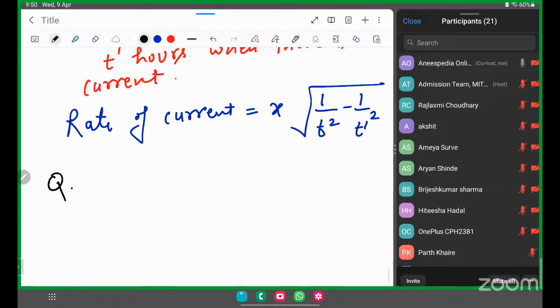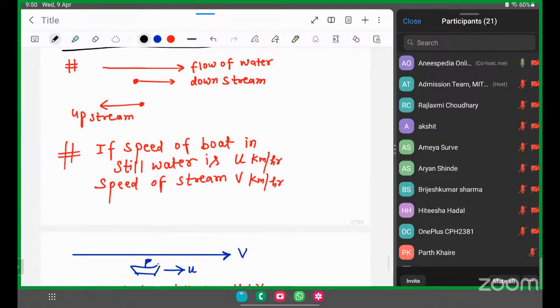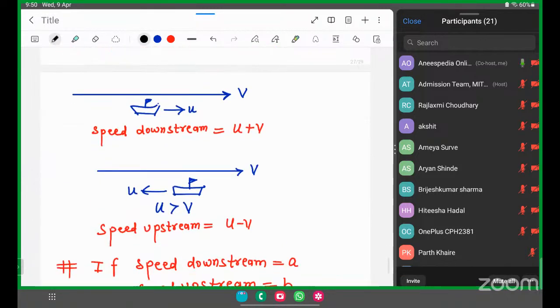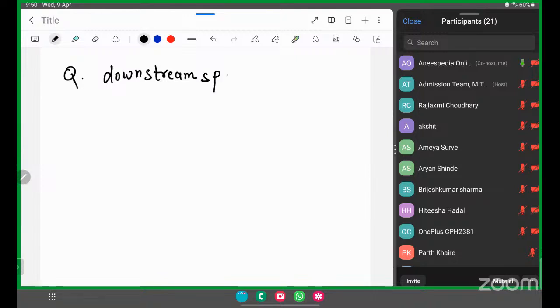Now we can just solve the question. The core concept in this aptitude chapter is upstream and downstream. If we are going downstream, velocity will add or speed will add, and if we are going upstream, speed will subtract. That's the core concept. First question is the speed of a boat when traveling downstream is 32. So in question we are given with downstream speed, that is A, that is 32 km per hour.